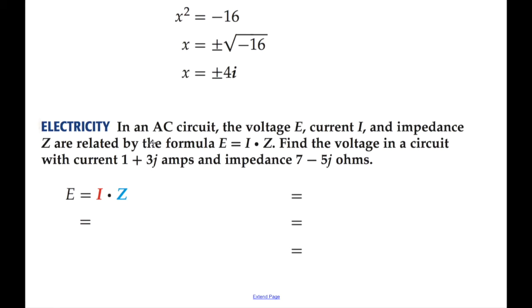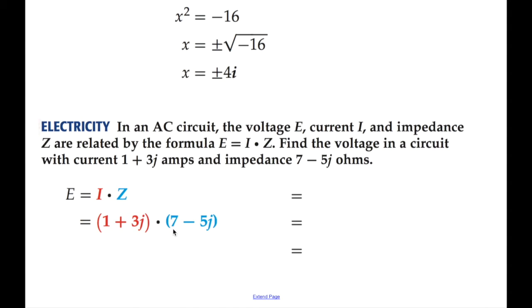This one says in an AC circuit, the voltage is E, the current is I, and the impedance is Z. They are related by the formula E equals I times Z. They want us to find the voltage, which is E, in a circuit with the current I and impedance Z given. So we're just going to plug those into our formula. There's I and Z.